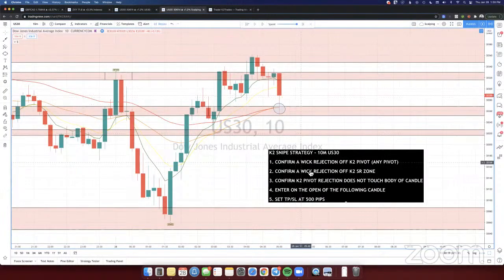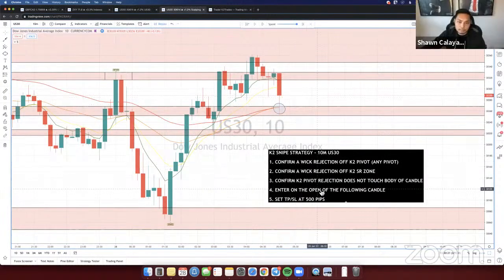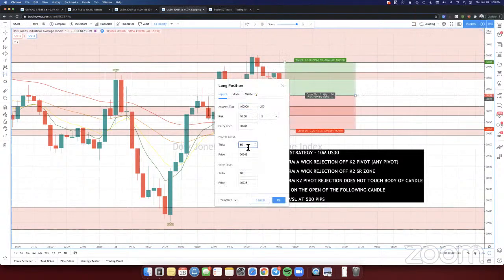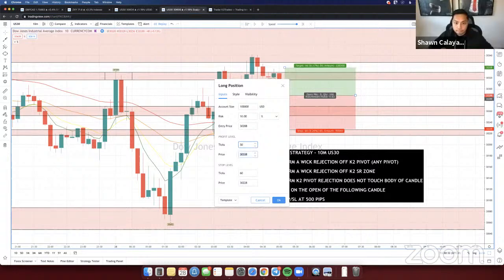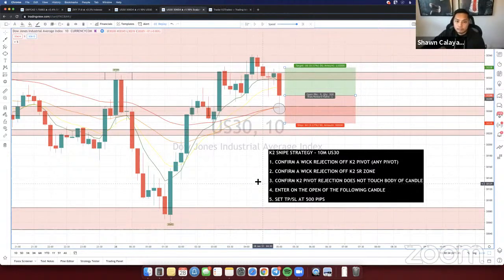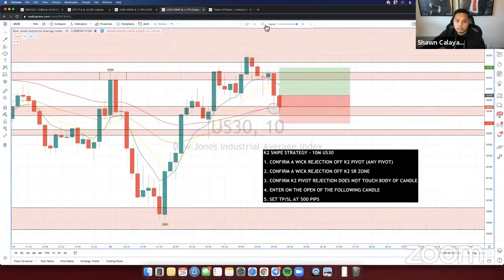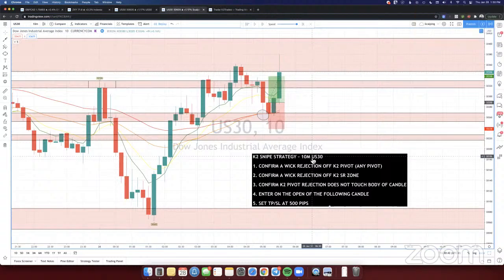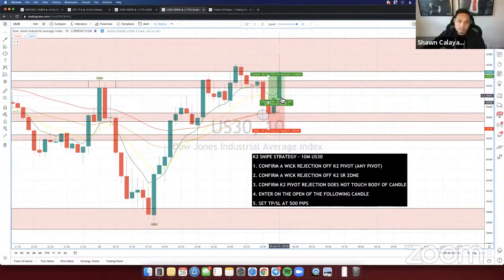After that happens, you're going to enter on the open of the following candle. As soon as this candle closes, you're just going to enter a market buy right here. And then you're going to go for 500 pips. From that point, you just let it run. And there you go, full TP, straight winner. So 50 is really 500? Yeah, 50 points is going to be equivalent to 50 pips.